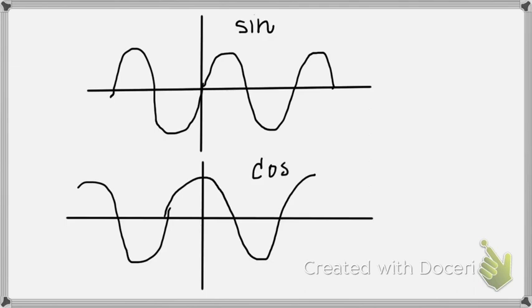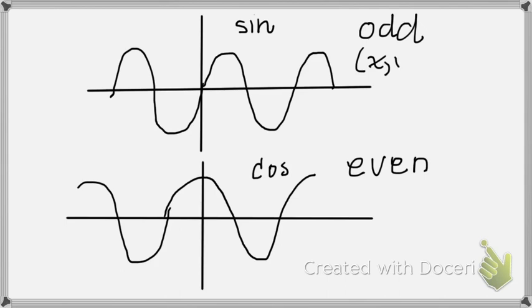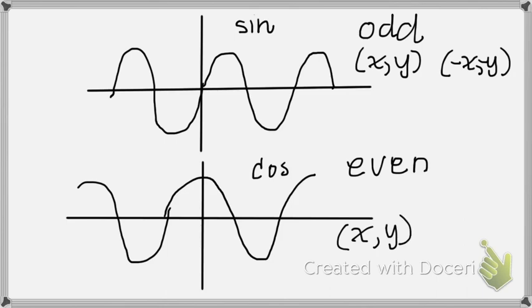Now, what did we say? We said the sine function is odd and the cosine function is even. And we said that for an odd function, for each x, y, it's also going to have negative x, negative y. And for the even function, for each x, y, it's also going to have negative x, y. So let's see if we can make a little bit of sense of that and see how that works.